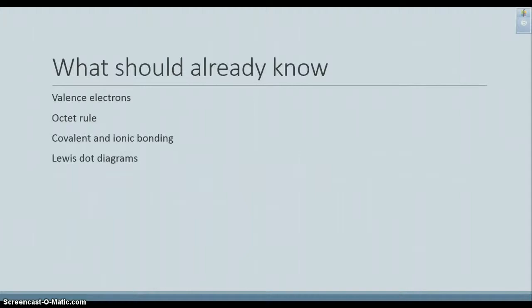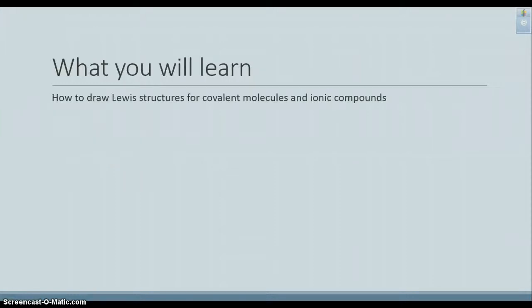Well, you should already know going into this: valence electrons, and how to determine them on the periodic table. Also, you should know the octet rule. You should understand covalent and ionic bonding, and also, to a certain degree, some Lewis dot diagrams. By the end of this, you should be able to draw Lewis structures, especially for covalent molecules and ionic compounds as well.